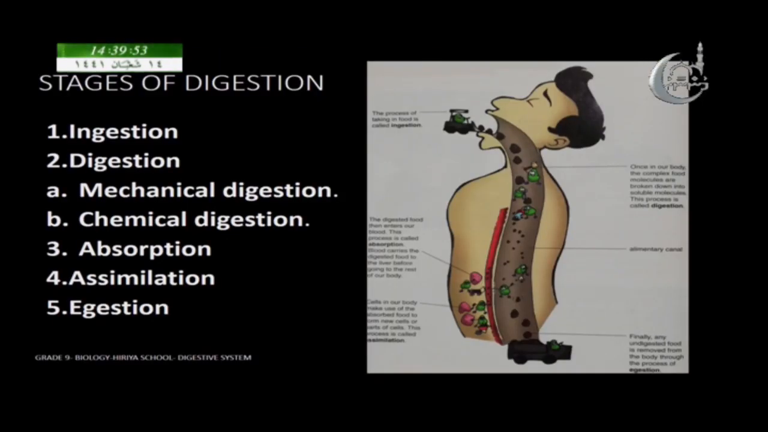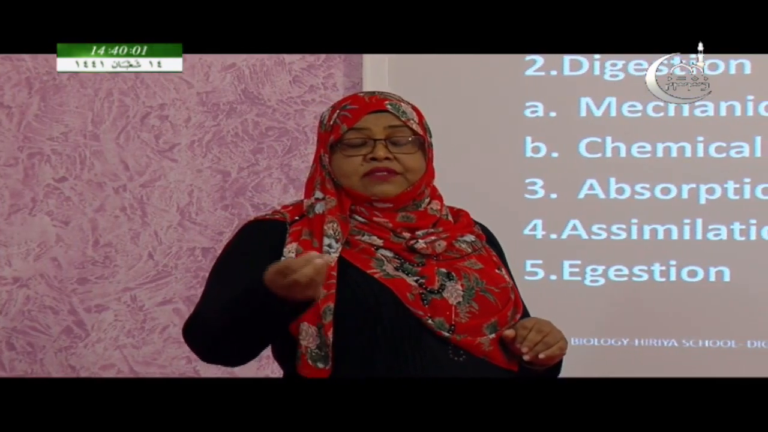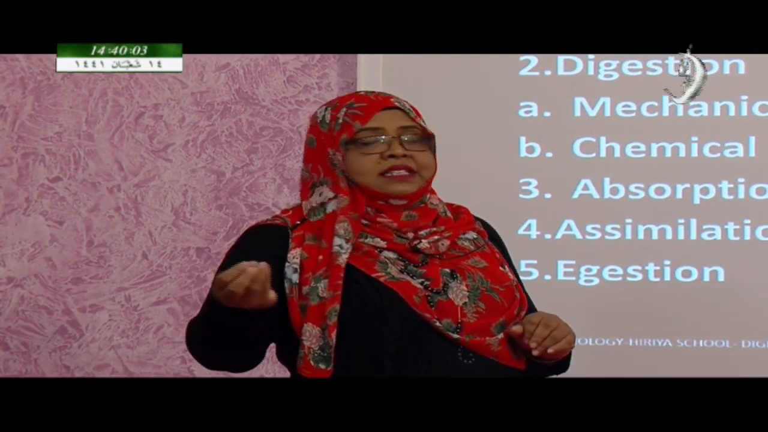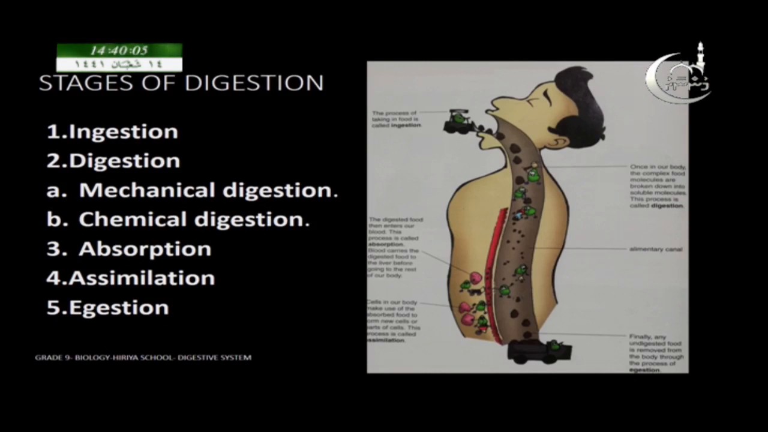What are the stages of digestion? There are basically 5 stages of digestion. Number 1 is ingestion. Ingestion is the act of taking food into our mouth. The minute we put food into our mouth, we call it ingestion. And then the second one is digestion. There are 2 types of digestion taking place. One is mechanical digestion, the other one is chemical digestion.